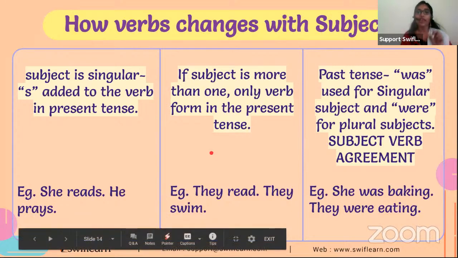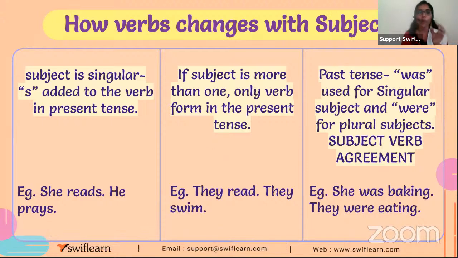And again, if the subject is plural, only the verb form will be present in the tense. That is, we don't add any s to the verbs. They read, they swim, we read, we swim. Clear? So now the present tense is over, and now we have the past tense.